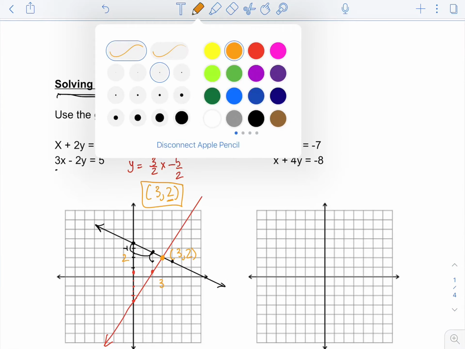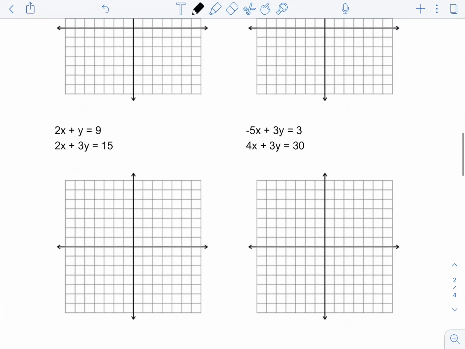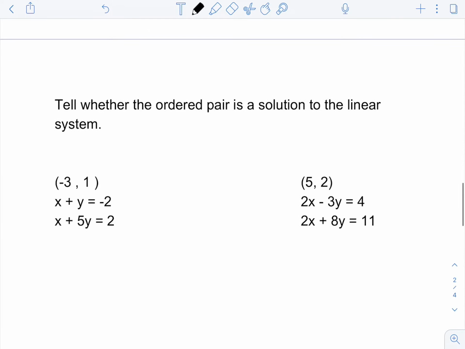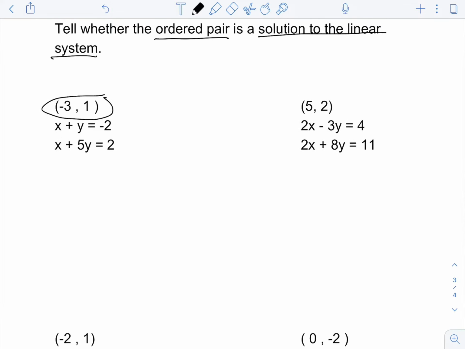Moving on. Now, we can try whether the ordered pair is a solution to the linear system. This one is very simple, as it gives you the ordered pair. So now what you need to do is plug in the numbers and substitute the values and see if they equal the amount that it's supposed to equal. So, -3 and 1, that's your x, that's your y. Let's see, -3 plus 1 is equal to -2. -2 equals -2. So that's true.